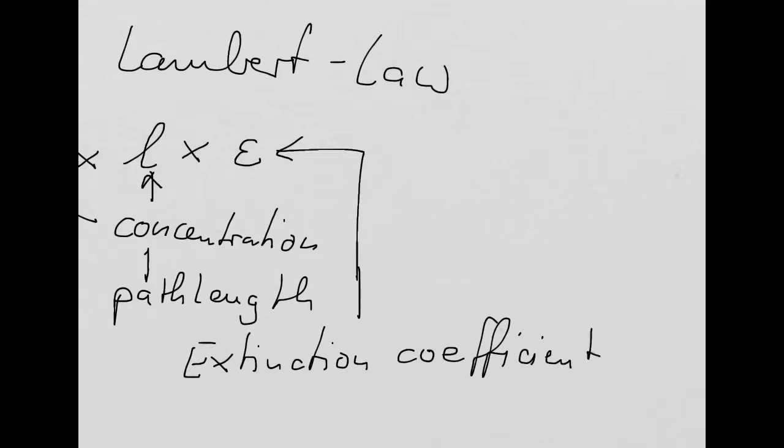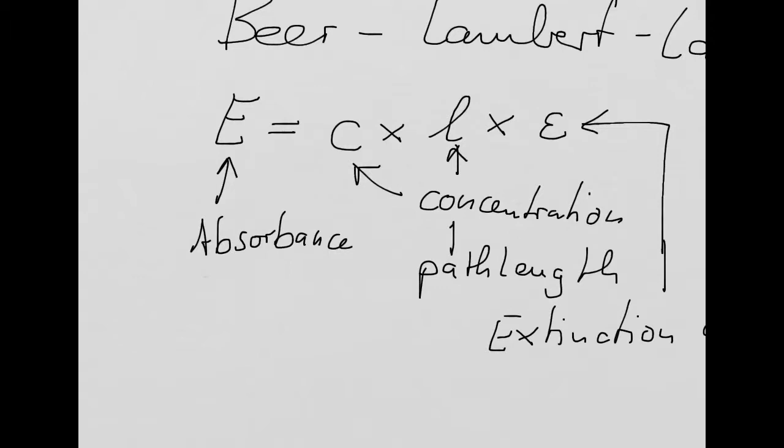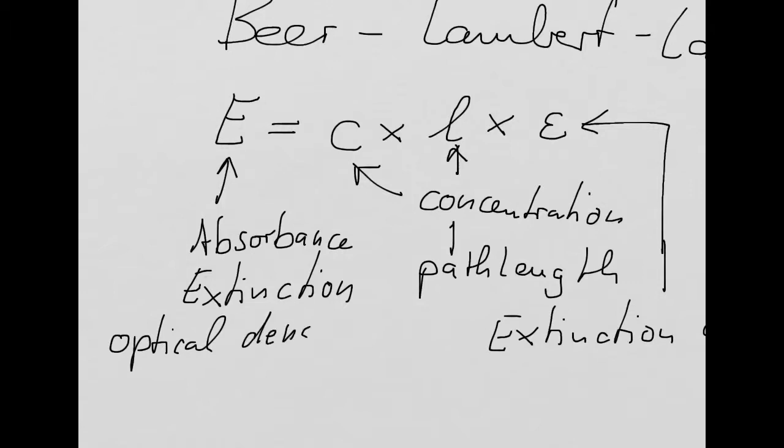Now, absorbance, you quite frequently also see called extinction. That's why there's this E. Or sometimes people also call it optical density, or OD. I just want to throw that in so that you're not completely thrown if you see things like that. It just means all the same stuff.